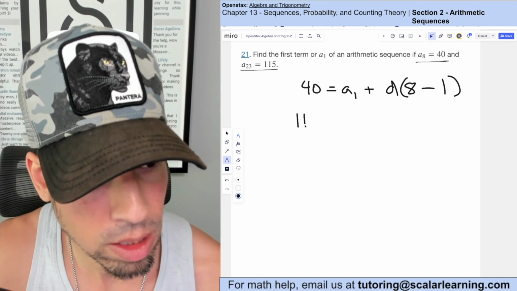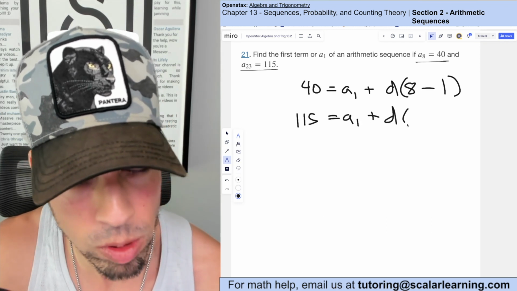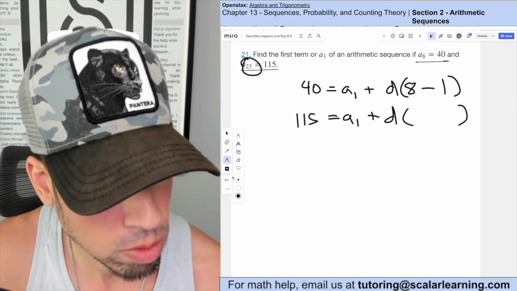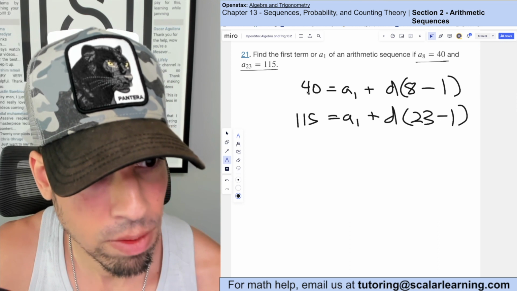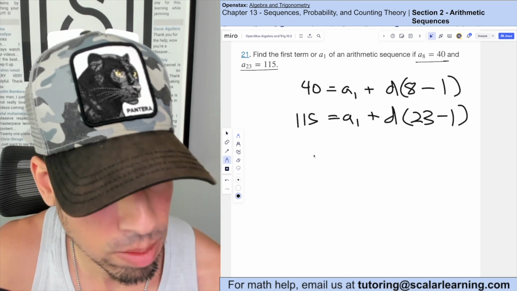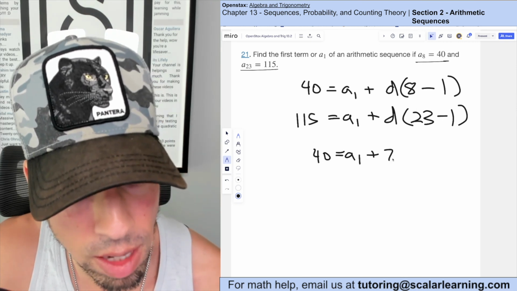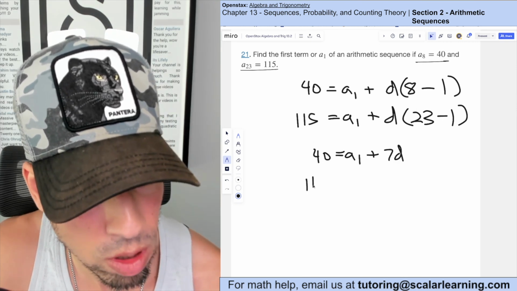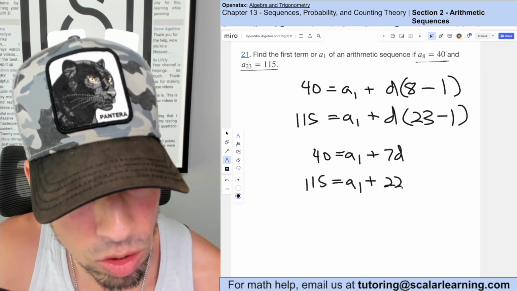And then down here, we've got a similar thing. 115, again, equals that first term plus our common difference, which we don't know, times this term. That's n, 23 minus 1. Now, to simplify, we've got 40 equals a1, and then d times 7. So 40 equals a1 plus 7d. This one is 115 equals a1 plus 22d.